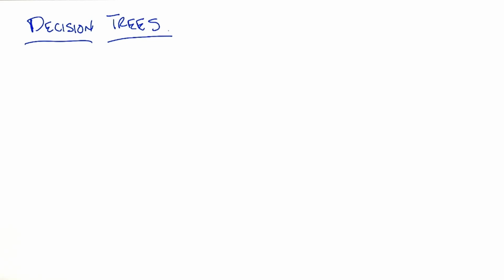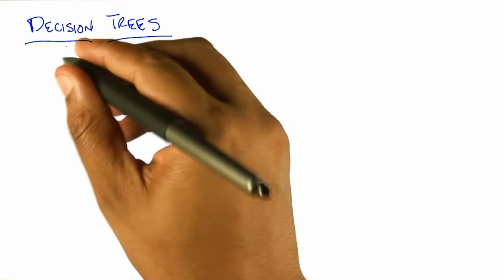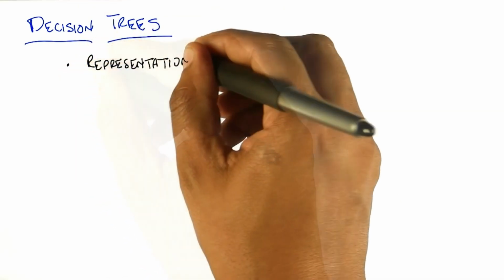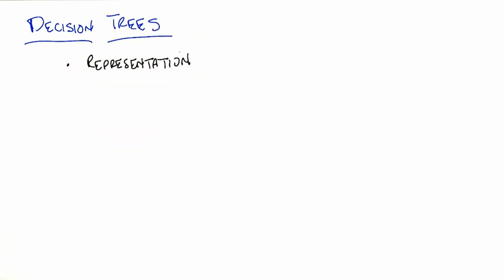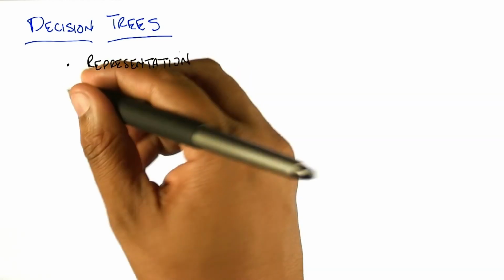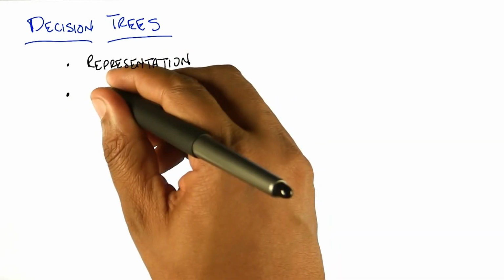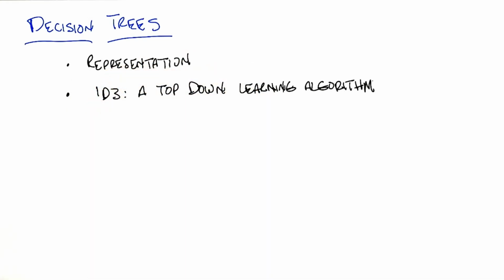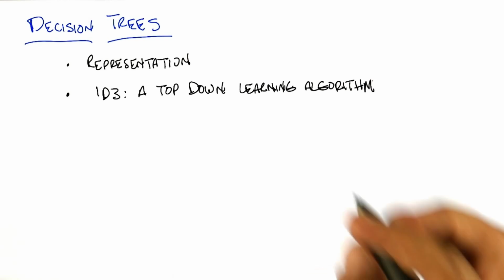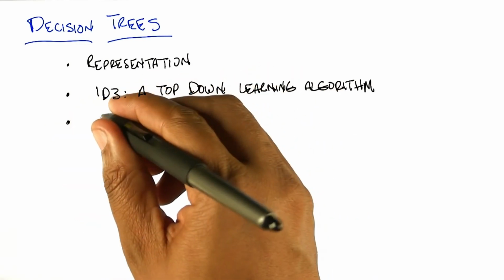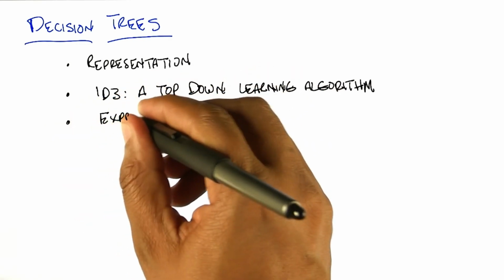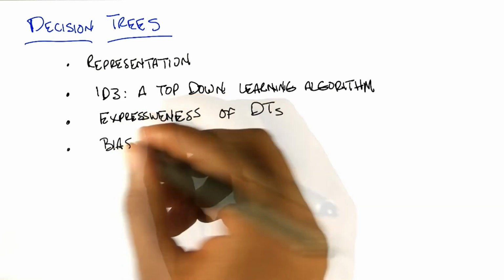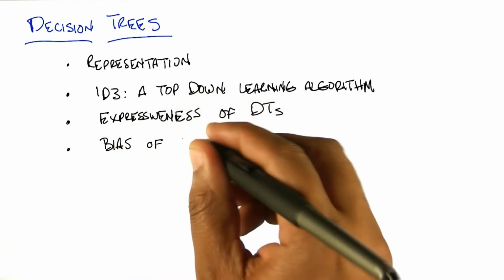Well, we learned about the decision tree representation. We learned the top-down algorithm for inducing a decision tree, and we called that ID3. All right, so we got a representation. We got a top-down learning algorithm, ID3. We learned about the expressiveness and the bias. All right, so those are two separate things. We learned about the expressiveness, and we learned about the bias of ID3.